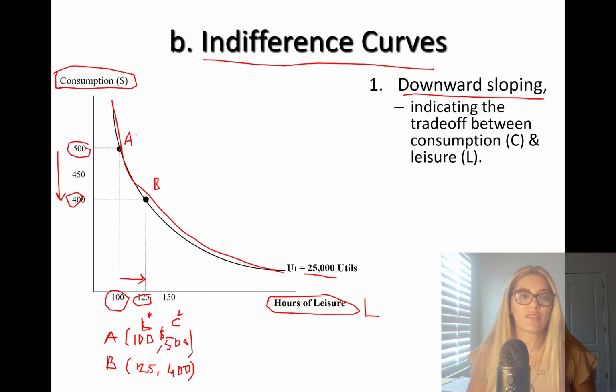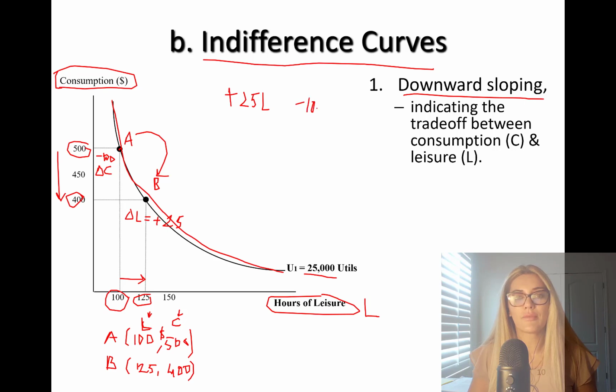Yes, so trade-off, where's the trade-off? Moving from A to B, your consumption goes down by delta C, 100 units, negative 100. However, leisure goes up, right, by 25 units. So the trade-off is that for 25 units of additional leisure, you're giving up $100 worth of consumption. So for one more unit of leisure, you're actually giving up $4 of consumption.